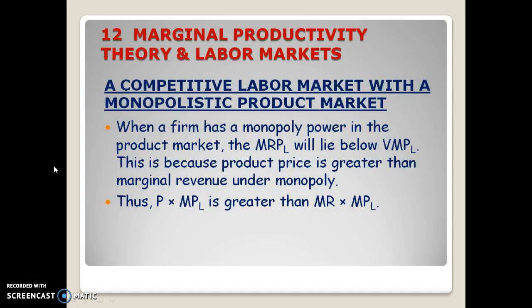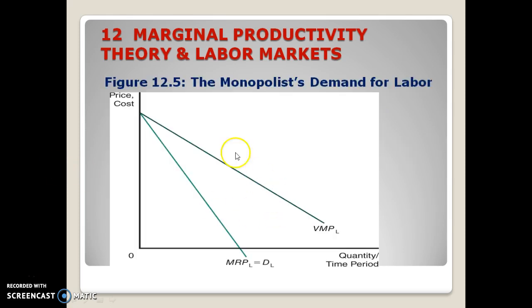When a firm has monopoly power in the product market of how they hire workers, you'll notice that the price is greater than the marginal revenue. When we look at this graph, it'll look like a monopolistically competitive graph, but you'll notice that the marginal product of labor, workers are more productive than the revenue that they bring in.